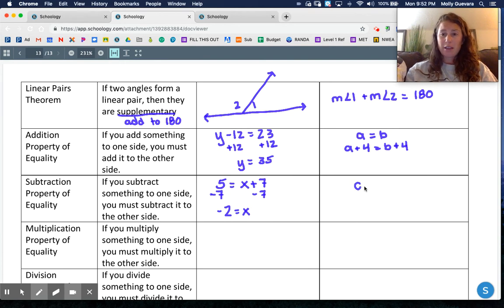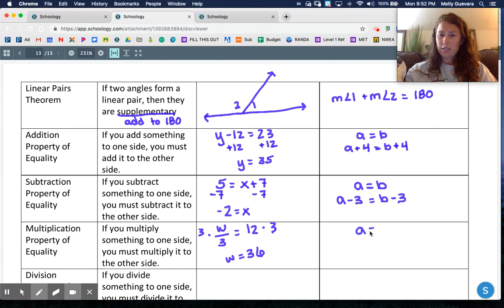So same thing, if I have a equals b, right? These two things are equal. Well, if I subtract 3 from one side, then I also have to subtract 3 from the other side. That's all it's saying. Same thing with multiplication, right? If you multiply something to one side, you have to multiply it to the other side too. So if I have w over 3 equals 12, right? To get rid of this 3, I would multiply the left side. But if I multiply the left, I also have to multiply the right. And I get w equals 36.